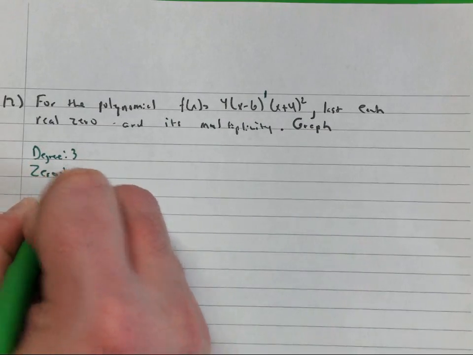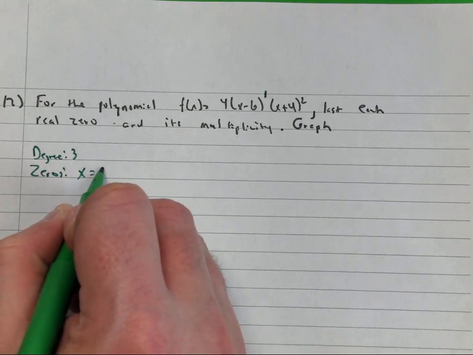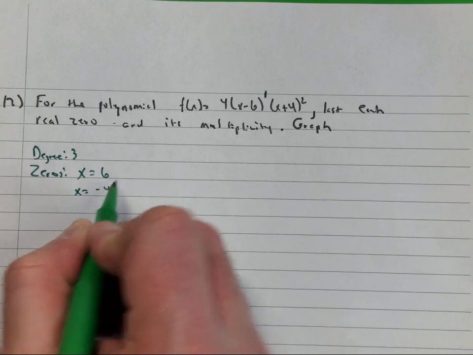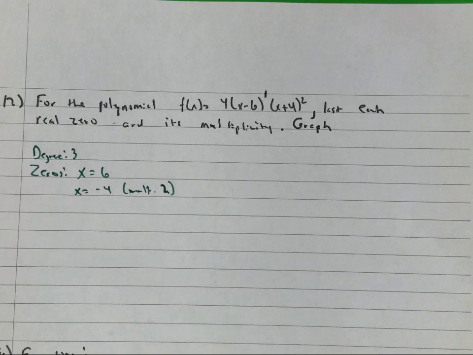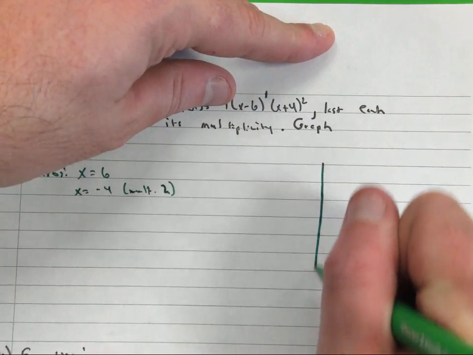My zeros. What's my first zero? x equals 6. My second one is x equals negative 4, and it's a multiplicity of what? 2. What occurs at x equals negative 4? A bump or a break? Bump. You're going to bump the graph. So let's graph it.